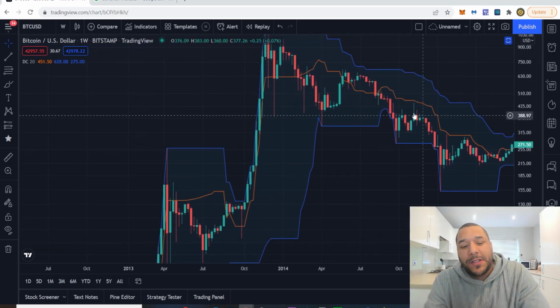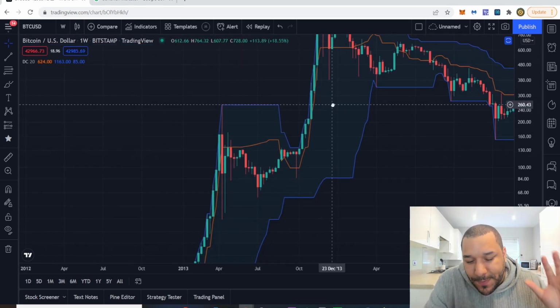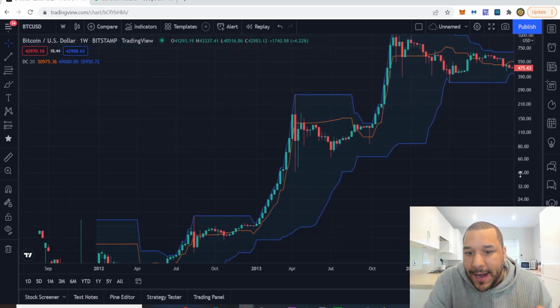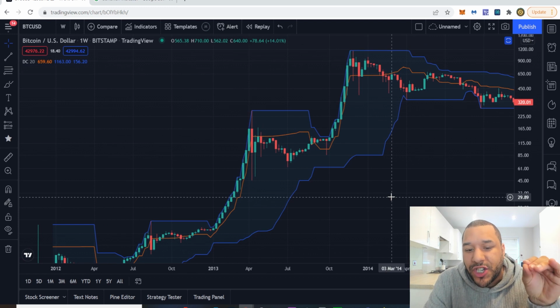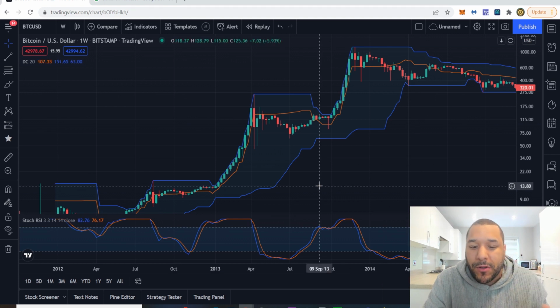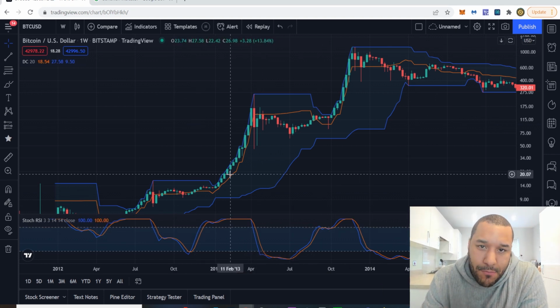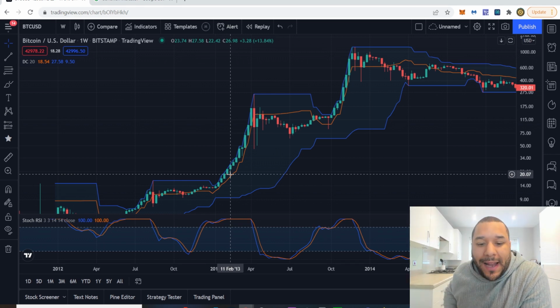Let me take you back. 2013, 2014's top. Why? Because you can see clearly what has been going on. Now, I like to use this Donchian Channel with the RSI, the stochastic RSI. Why? Because when you have the stochastic RSI down here on top of this, you can see momentum, and then you can get a good clean picture as to when you should be taking profits.